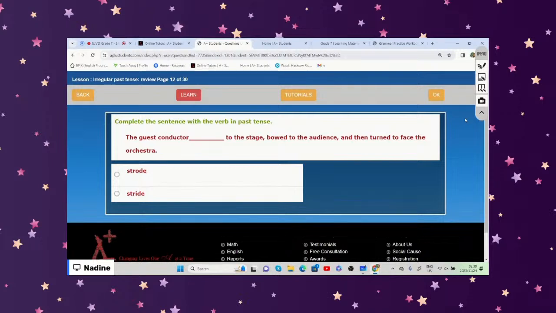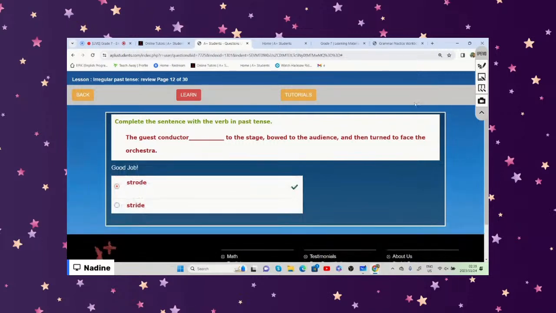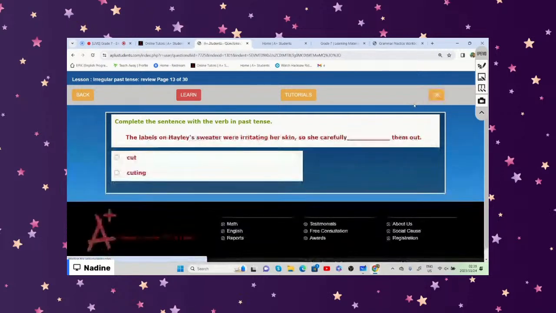So the guest conductor to the stage, bowed to the audience, and then turned to face the orchestra. Do we say stride to the stage or strode to the stage? Let's go with strode to the stage because it's the past of stride.